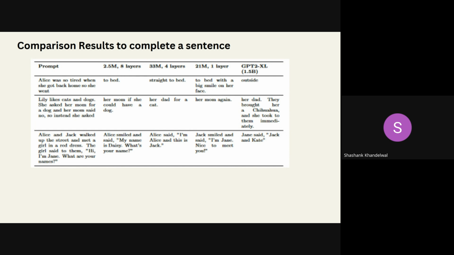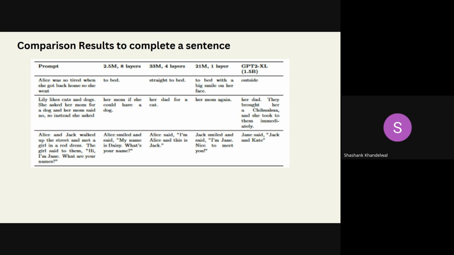Now if someone is tired and back home, the natural thing is that the person will try to relax, or something around it. The first model predicted "to bed". The second model predicted "straight to the bed". The third model predicted "to bed with a big smile on her face". But GPT-2 predicted "outside".